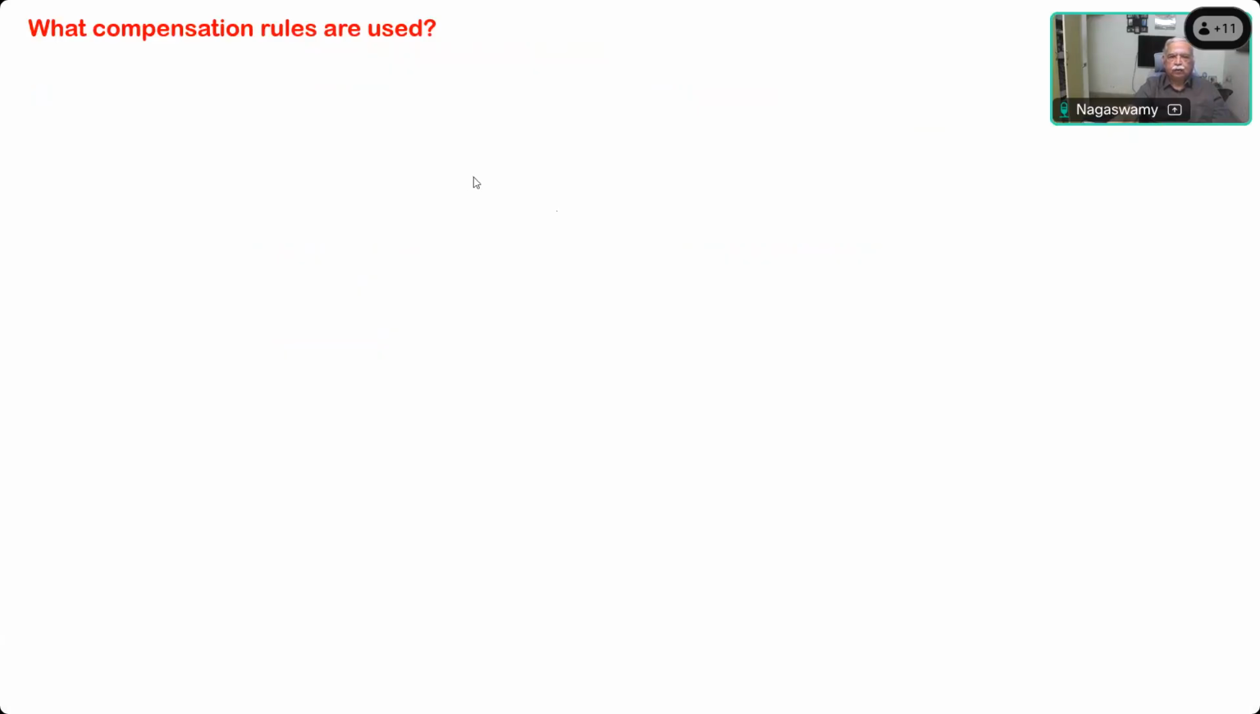What compensation rules are used when you look at an ABG report? Find out whether it is a compensated or an uncompensated state. In which conditions do you have to apply compensation rules? There are only two conditions: respiratory and metabolic, each with acidosis and alkalosis. Respiratory acidosis and alkalosis can be acute or chronic, whereas in metabolic you get only acidosis and alkalosis. There is no acute or chronic in metabolic. So for these 6 conditions you have to apply compensation rules.